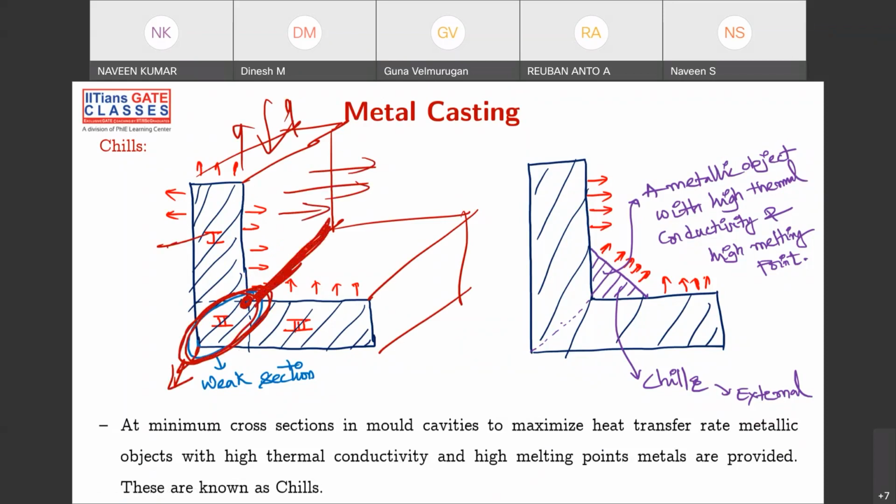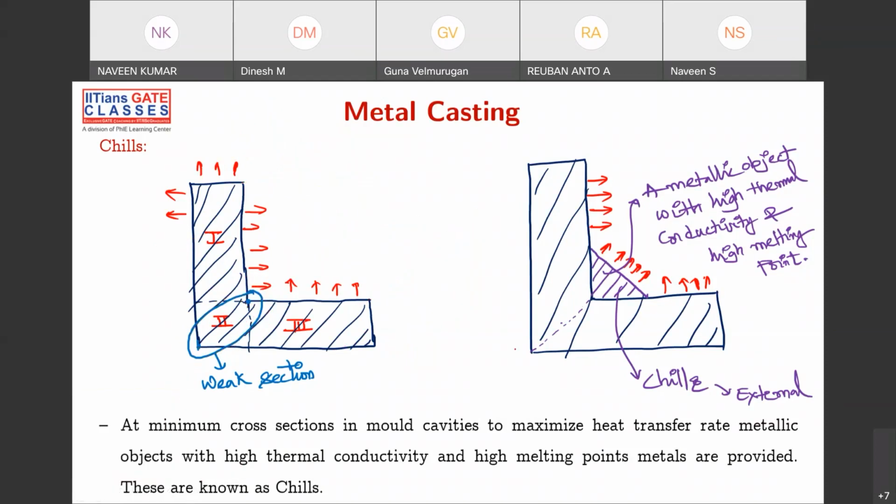Only one line is there. There is no surface, because of that the cooling will not happen properly. Proper cooling is not happening in these weaker sections. Section 2 is a weak section. Because of that, to provide extra surface area, you put some kind of a chill. This is called chill. Some external metallic object that you're putting here, so that instead of a point here, you're increasing it to a wall surface here.